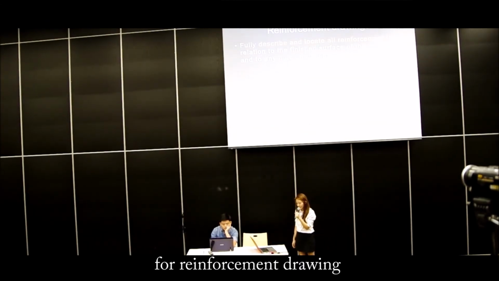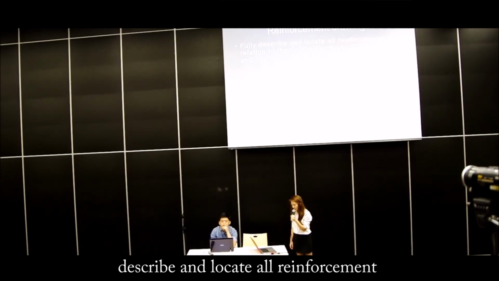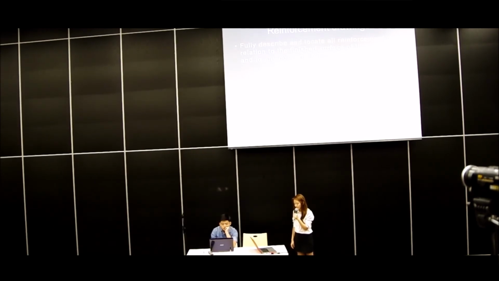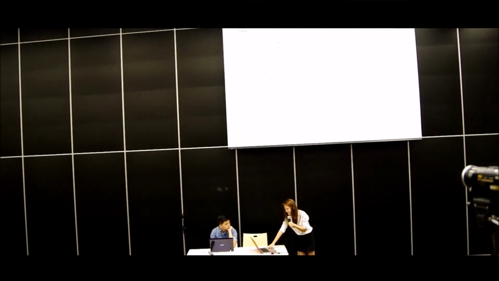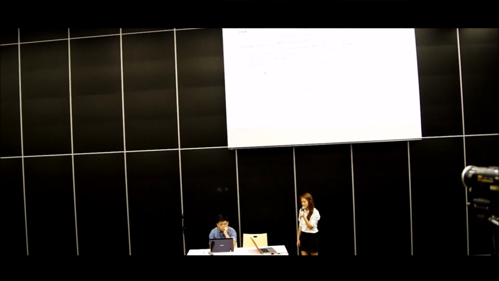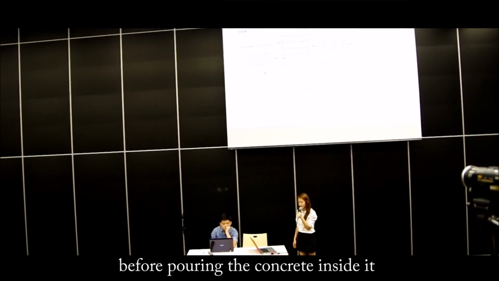Next, for reinforcement drawing, it usually describes and locates all reinforcement and is usually used for the steel fixers. This is the beam of the building. In this picture, we can see the framework of the beam before pouring the concrete inside.